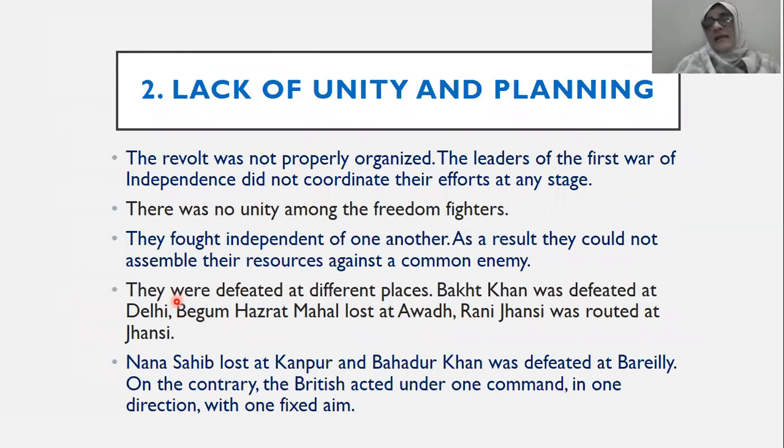Lack of unity and planning. We did not plan it out so well. We were not all united. First of all, for any revolt, for anything you stand up for, you need to be together. It is very easy to break anyone when they are single, when they are not united. Because united we stand and divided we fall.